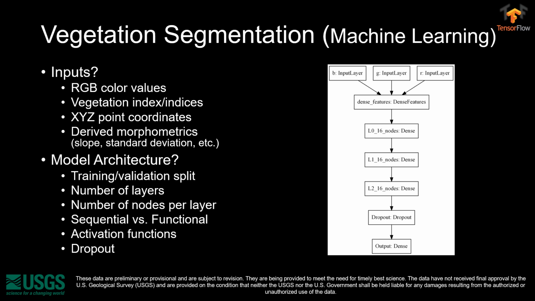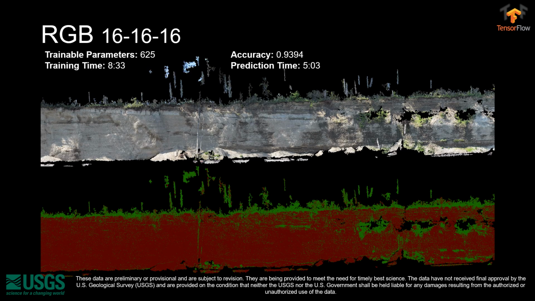So for purposes of this research going forward, we're using an activation function of rectified linear units. We're using the functional API, and you're going to see that we're going to vary the number of layers and nodes, but we're using a 70-30% training validation split and a dropout of 0.2. And those are all to reduce the likelihood of overfitting and make the model more robust in terms of its application.